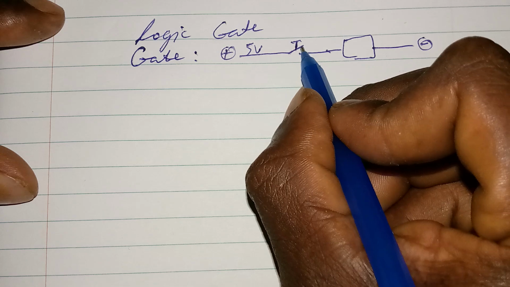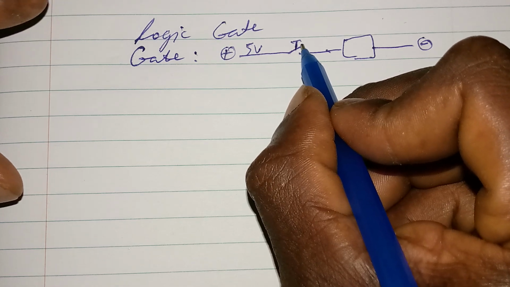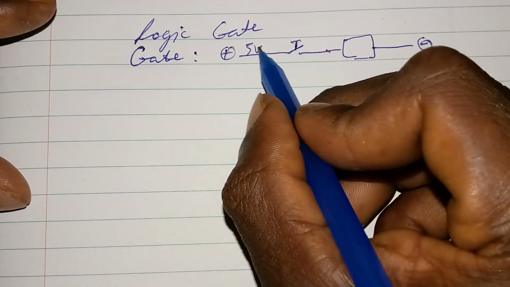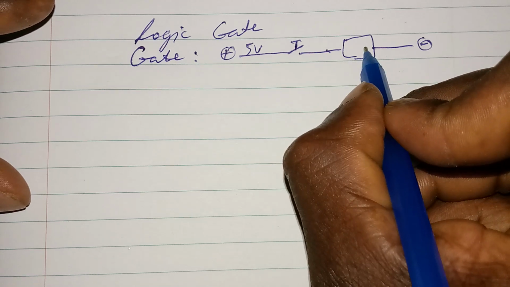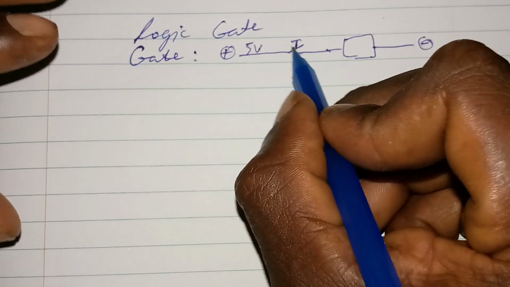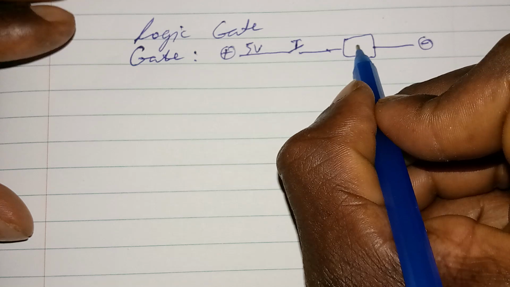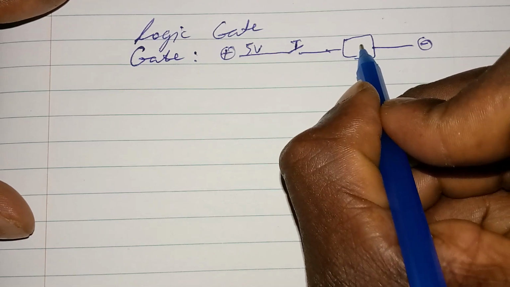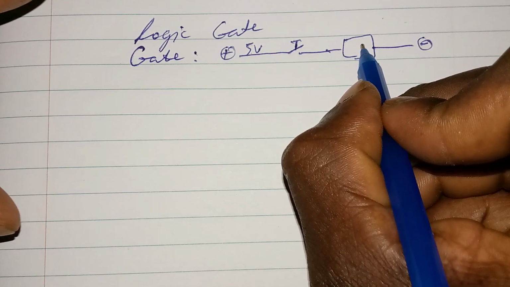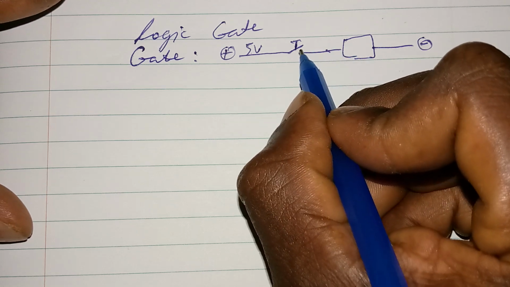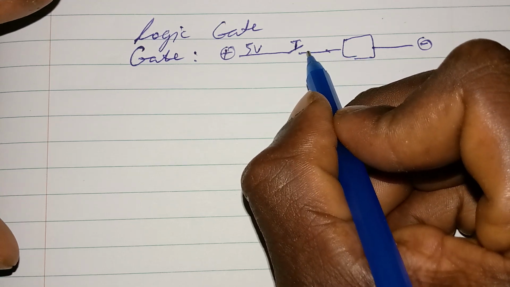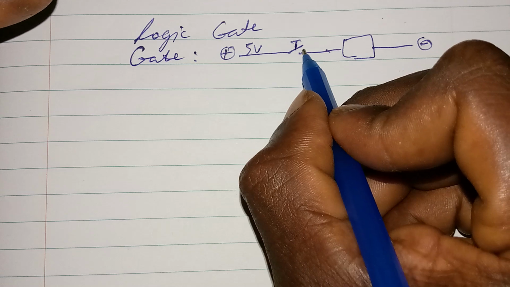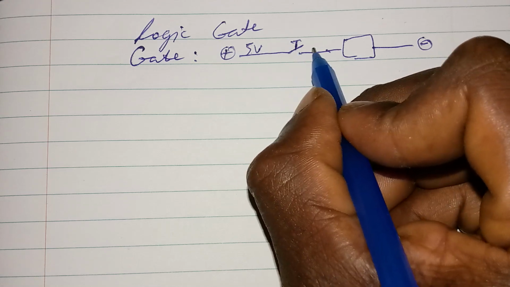So the function of this switch here is to control the voltage in to the circuit and then also to cut off the voltage from the circuit. That is to switch on the circuit and to switch off the circuit. That is exactly what we mean by a gate.